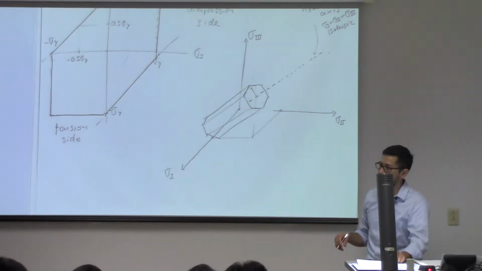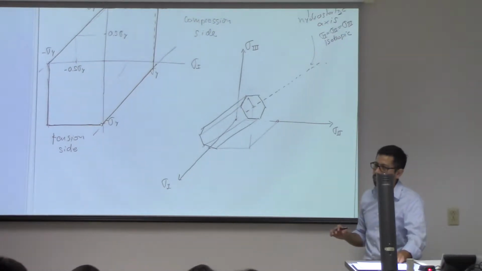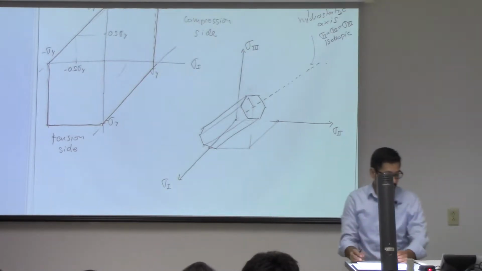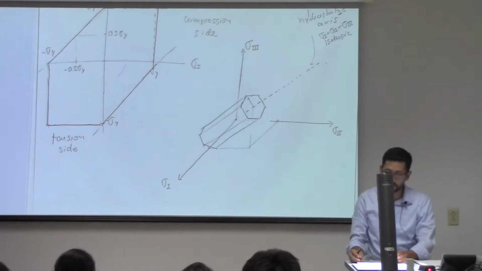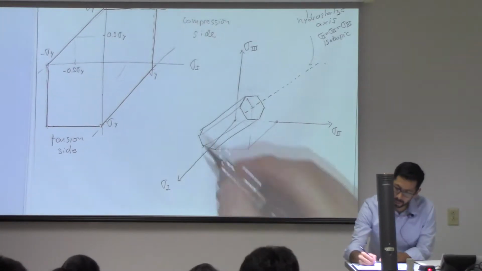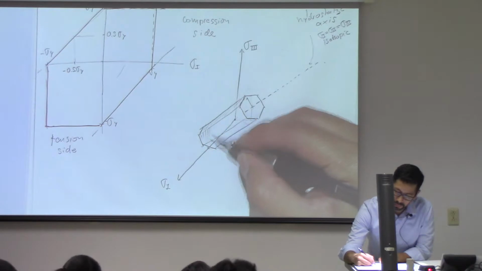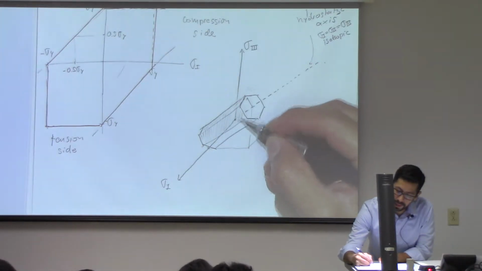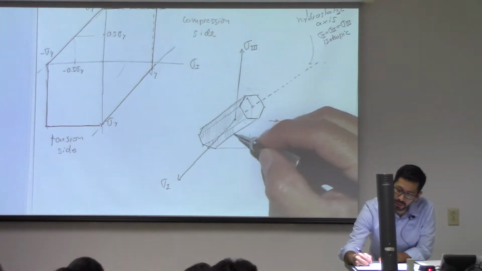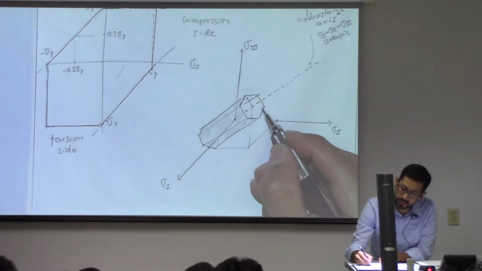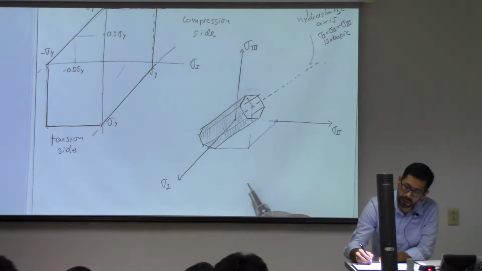But in most applications, it's very small. So the Tresca will be very good for metals, but not for geomaterials. But now, what we have is not a line or a combination of lines. Now we have, and of course, these are sides that go inside the hexagon.